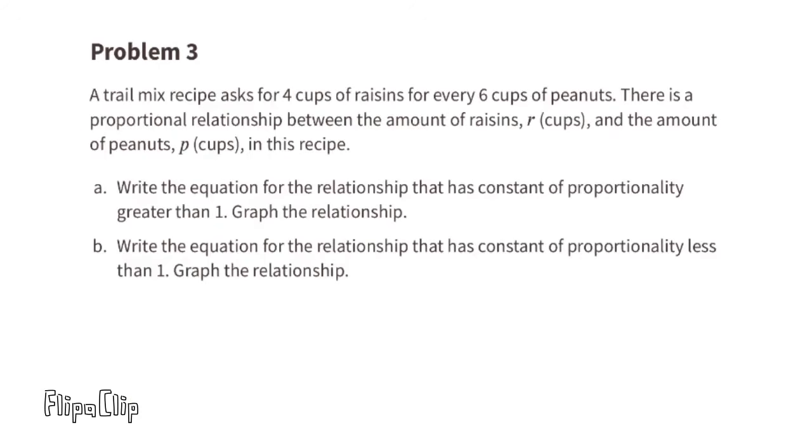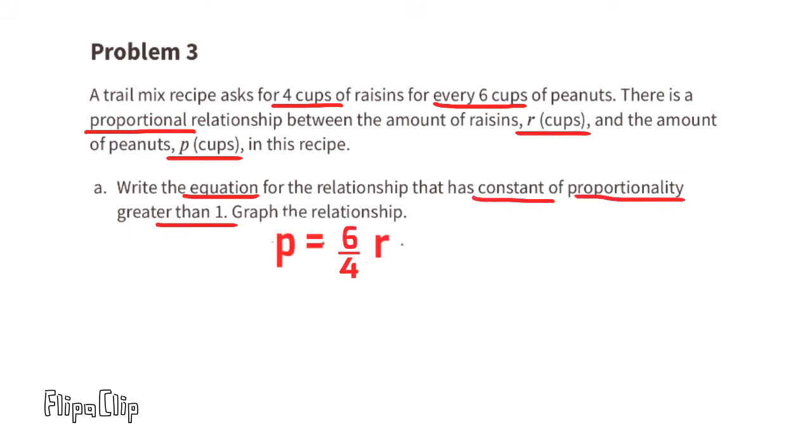Problem number 3. A trail mix recipe asks for 4 cups of raisins for every 6 cups of peanuts. There is a proportional relationship between the amount of raisins, R, cups, and the amount of peanuts, P, cups, in this recipe. A. Write the equation for the relationship that has constant of proportionality greater than 1. Graph the relationship. The amount of peanuts equals 6/4 times the amount of raisins. The equation reads P equals 6/4 R.